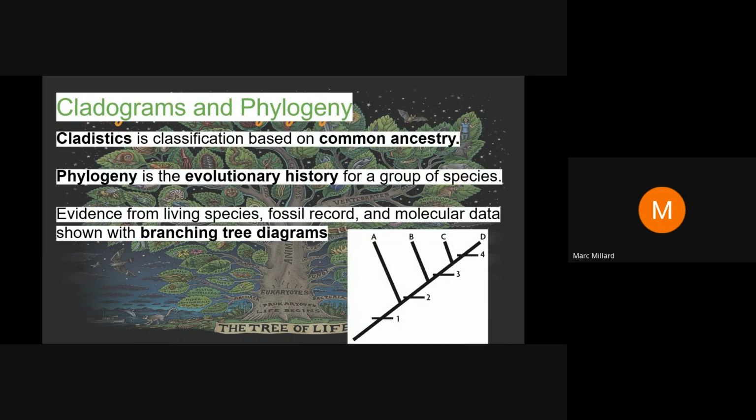Cladograms and phylogeny. So cladistics is a classification system which is based on common ancestry. So we look at individuals to see who their most common ancestors are. Phylogeny is the evolutionary history for a group of species. Evidence from living species, fossil record, and molecular data shown with branching tree diagrams show us phylogeny and cladistics. So let's move forward.